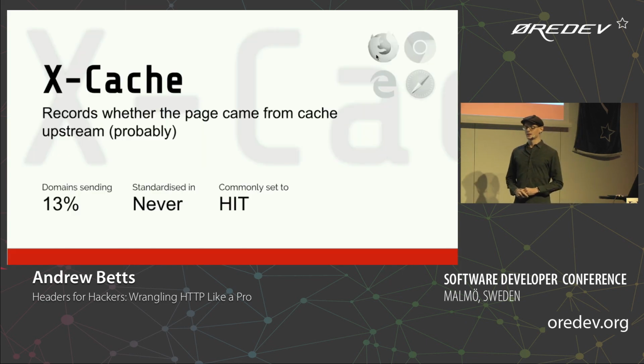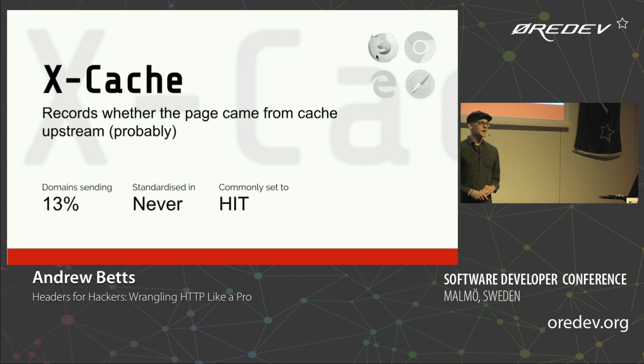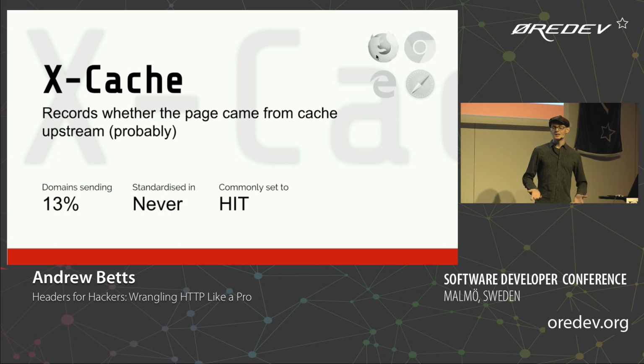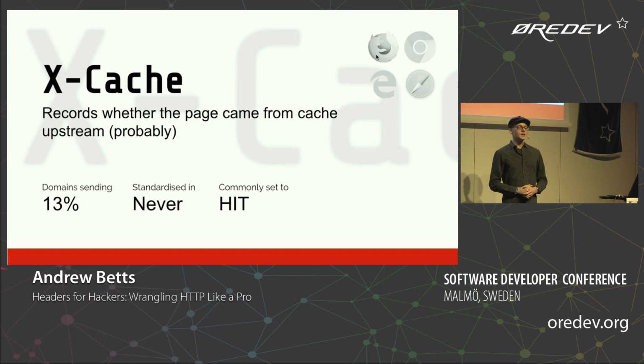Now let's move on to another header, XCache. And this header is kind of a representative of a large number of headers which don't exist. There's no link on this slide to a spec because there is no spec. There is no document. There's nothing that tells anyone what this header is. And yet, it's on 13% of the responses in HTTP archive. That's quite curious. Also, it's curious that everybody seems to agree on what it is because it's almost always set to the word hit.